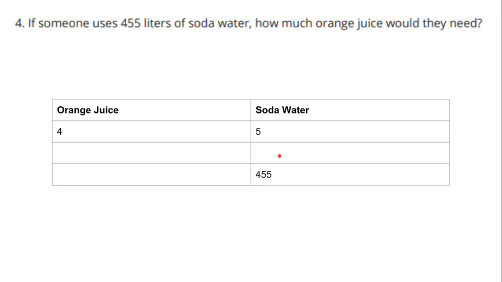I actually skipped a line here because I'm going to show you. I'm going to get here in a couple of steps. I'm trying to figure out how much orange juice they would need. So how much orange juice would go with 455 liters of soda water?